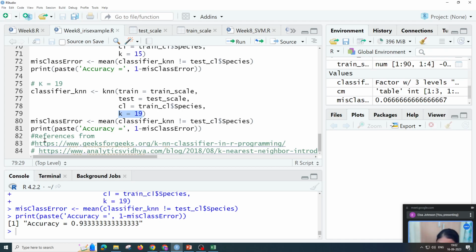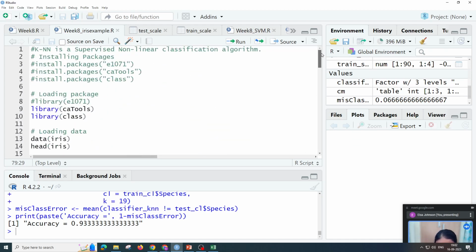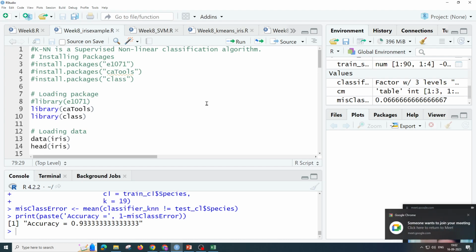Okay, so later you can look at these references for KNN classifier in R programming. I have given some references that you can see. So I think KNN classifiers are clear for you. Any doubts you can ask. Okay, I hope there are no doubts.